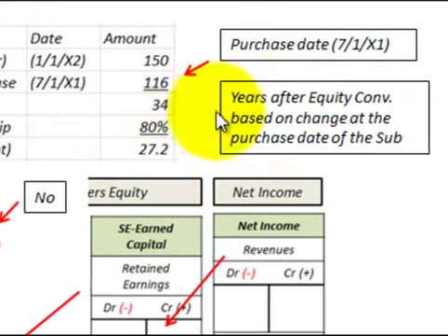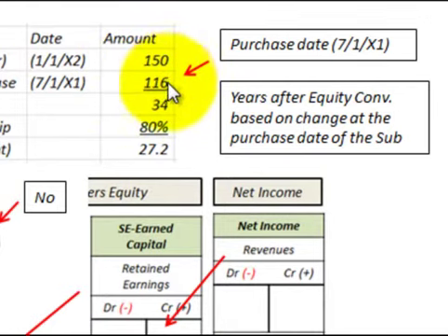Now remember, when we use this equity conversion for the years after, like years 3, 4, 5, and 6, it's always going to be based on the retained earnings on the purchase date of 7/1/X1, even though we will be using different retained earnings dates. It comes off the retained earnings of 7/1/X1, the date of purchase.